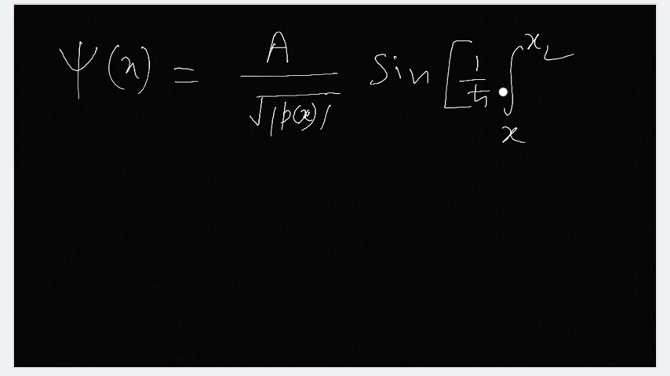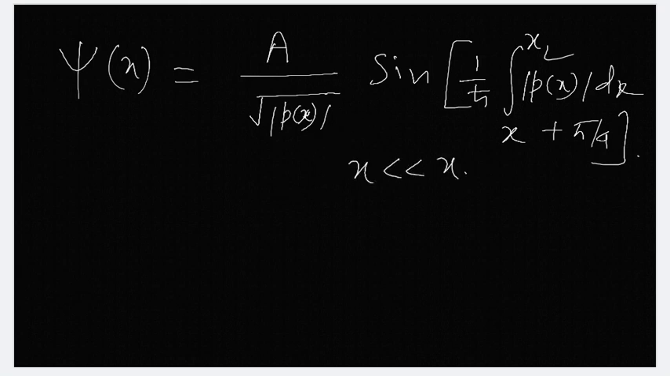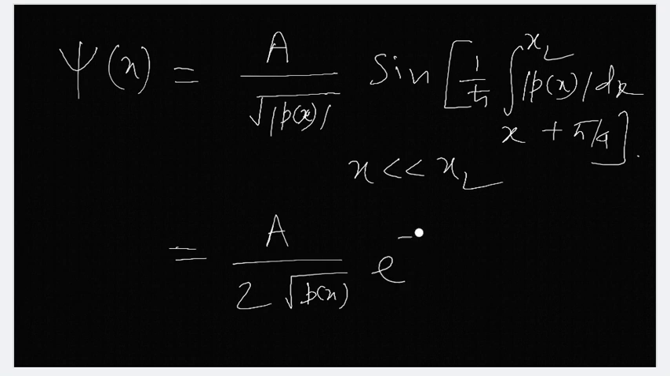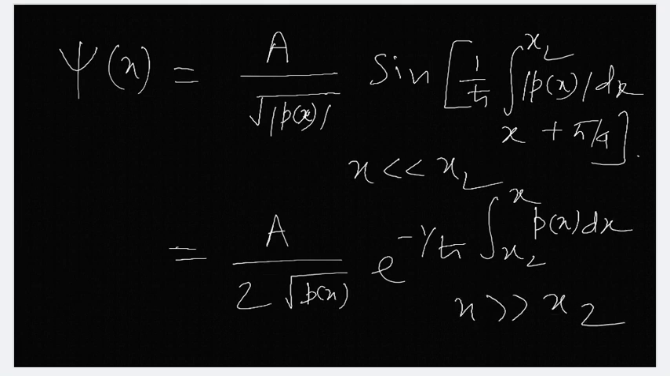For x less than x1, it will be mod of px dx plus pi by 4, and this is for x less than x2. And similarly this was a by 2, because one extra half was there, so this is root over of px, e to the power minus 1 by h cut integration from x2 to x, px dx when x greater than x2.